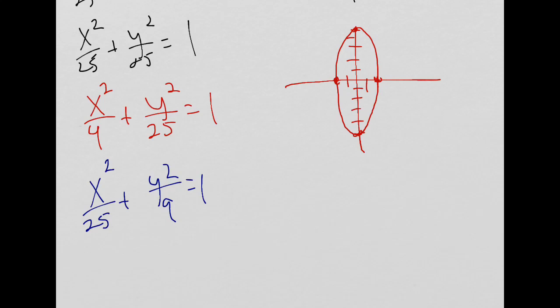So now I've got another one here, and I want you to try this one. It says x squared over 25 plus y squared over 9 equals 1. So it's kind of another variation of this thing, but the other way. So I'd like you to pause the video again and see if you can sketch this right now.